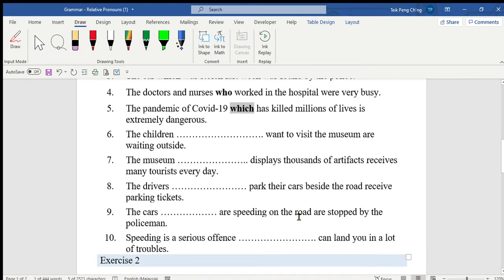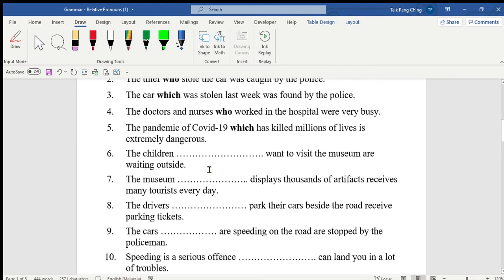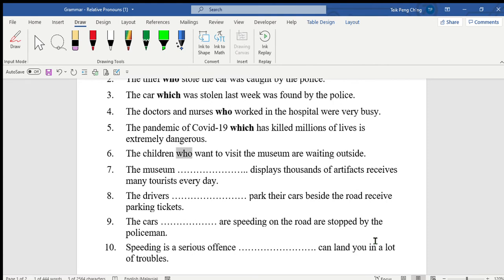Okay, number 6. Okay, now we are not looking at number. Look at number 6, yeah. The children. The children, kanak-kanak adalah manusia kan? So we have to use who. Who want to visit the museum are waiting outside. Okay, so the children, kanak-kanak, who, yang want to visit, ingin melawat the museum, okay, are waiting outside.